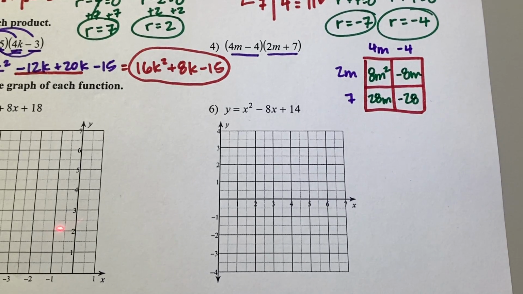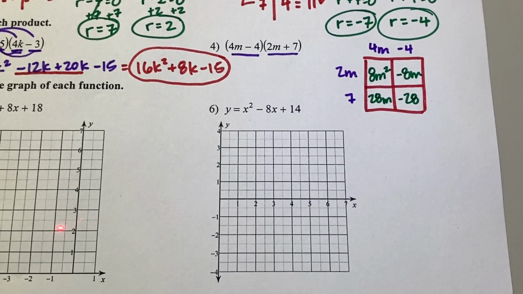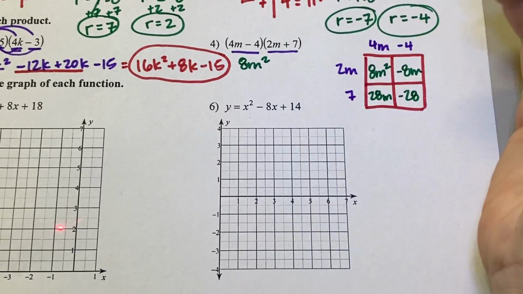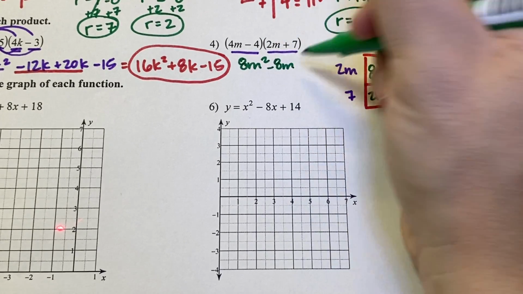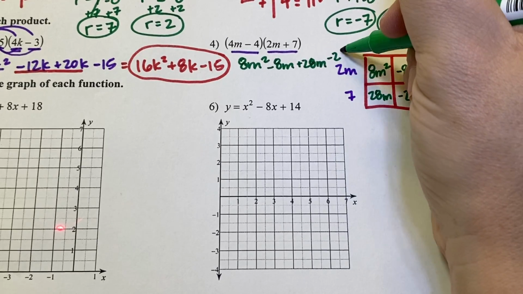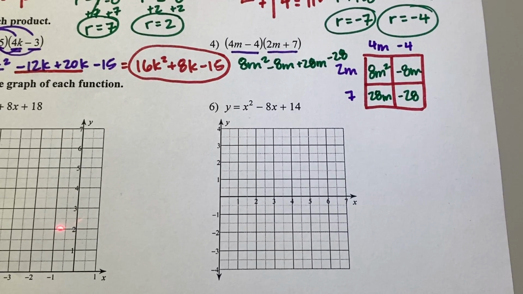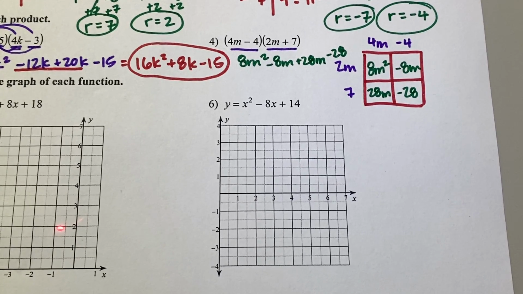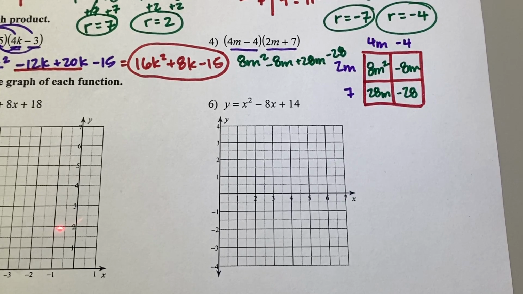Love that you guys are remembering the m squareds, the m's, and the negatives. Super important. Okay, so I'm going to go ahead and rewrite it over here. We had 8m squared minus 8m plus 28m minus 28. And where are my like terms I need to combine in order for this to be fully simplified?